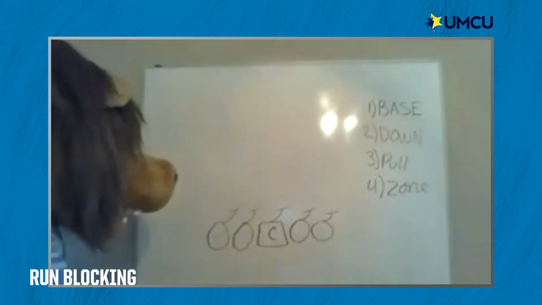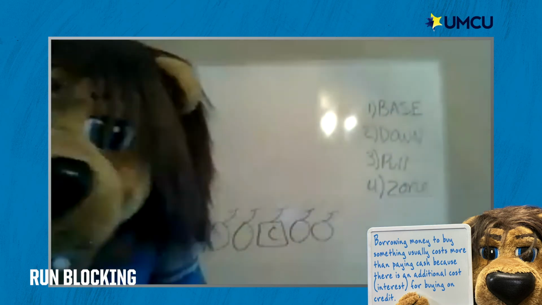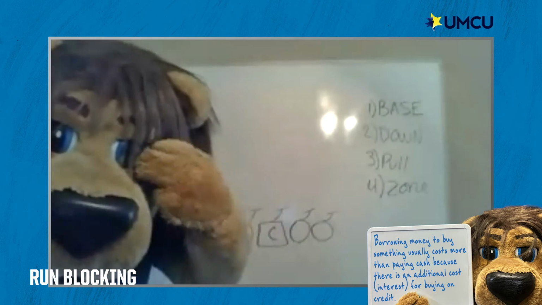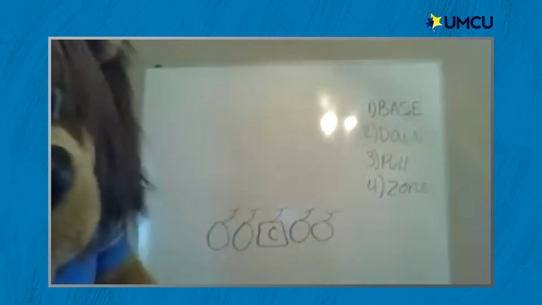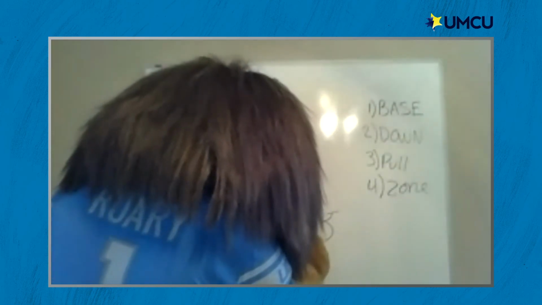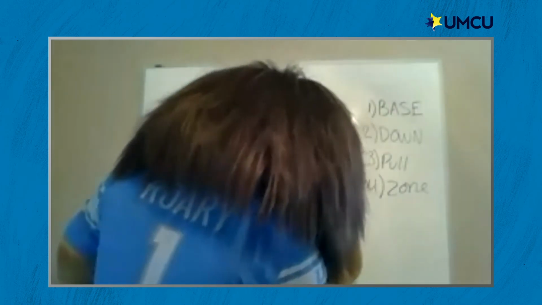Now, I know it sounds easy, but there are some technicalities to it. Your running back's really important here, because your running back's got to be able to see where that crease comes open. And so there's a lot of communication, a lot of practice that goes into it. But those are 4 different types of blocks that you can run as an offensive lineman.